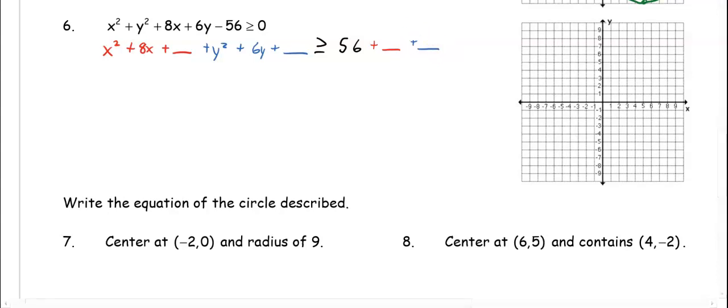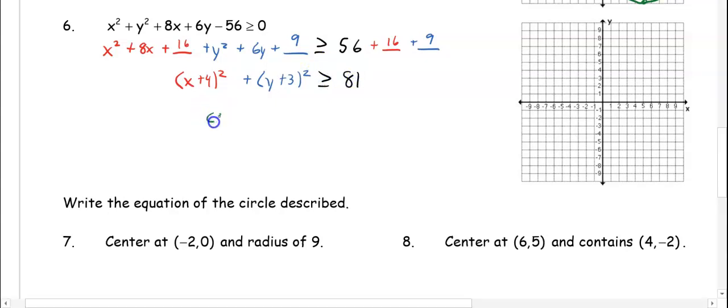plus blank. So for x, the b value is 8. 8 divided by 2 squared is 16. So we put 16 on both sides. For y, we have 6. So 6 divided by 2 is 3. 3 squared is 9 on both sides. So we factor on the left side. So we would have x plus 4 squared plus y plus 3 squared is greater than or equal to 81.